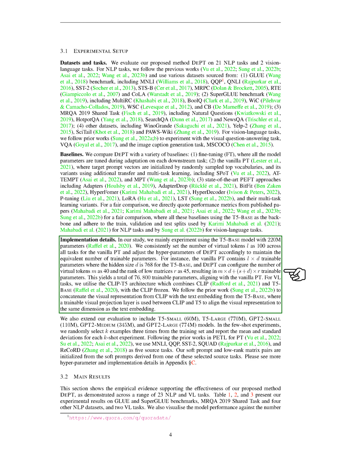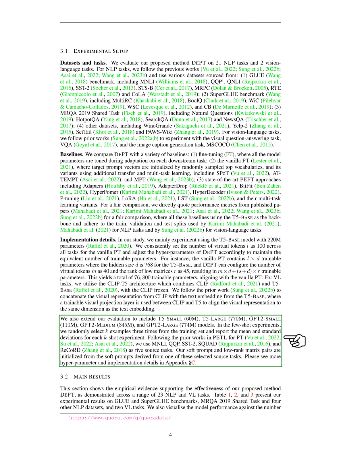In our study, we mainly use the T5-Base model and set the number of virtual tokens as 100 across all tasks for the standard PT. We adjust the hyperparameters of DePT accordingly to maintain the equivalent number of trainable parameters. For VL tasks, we use the CLIP-T5 architecture, which combines CLIP and T5-Base with the CLIP frozen.